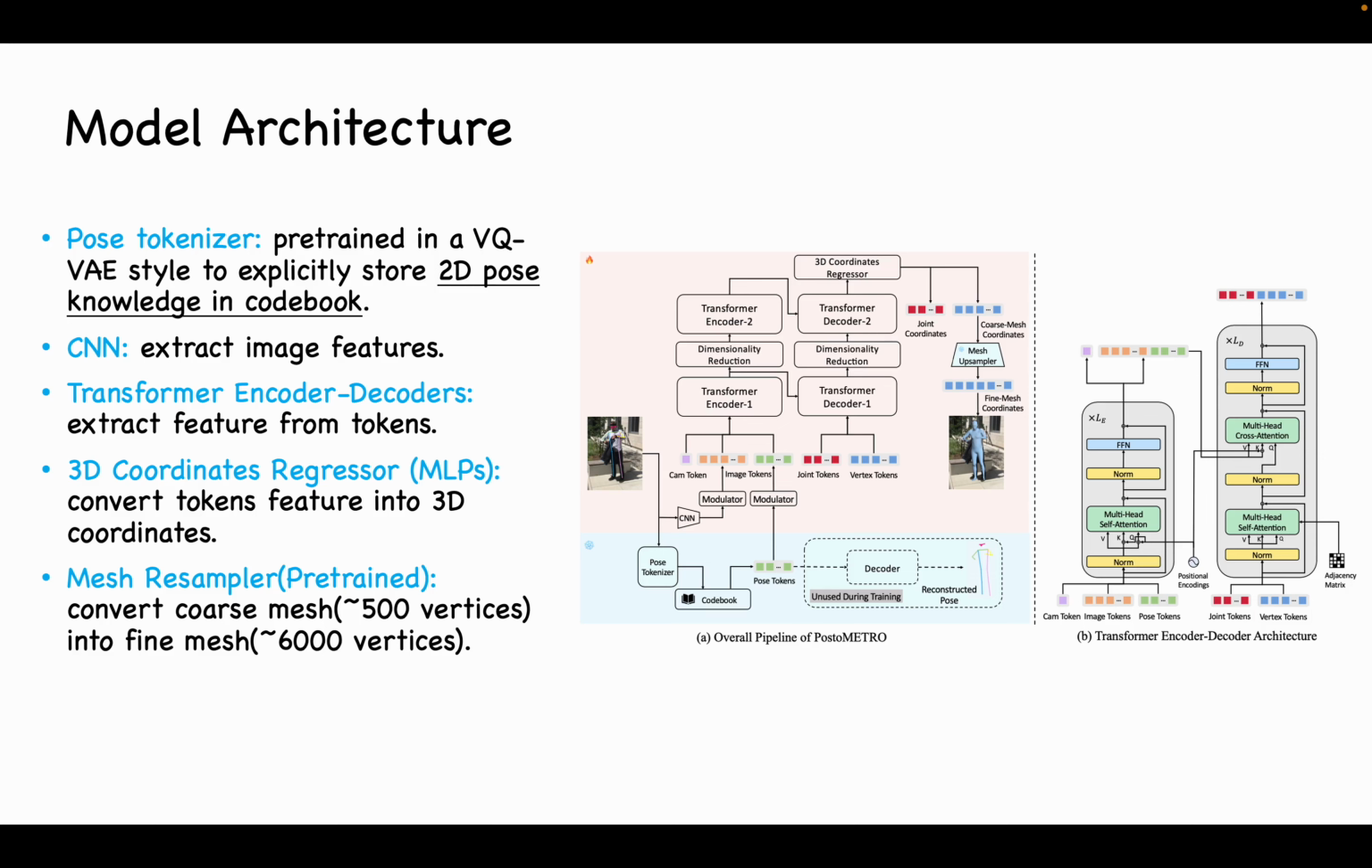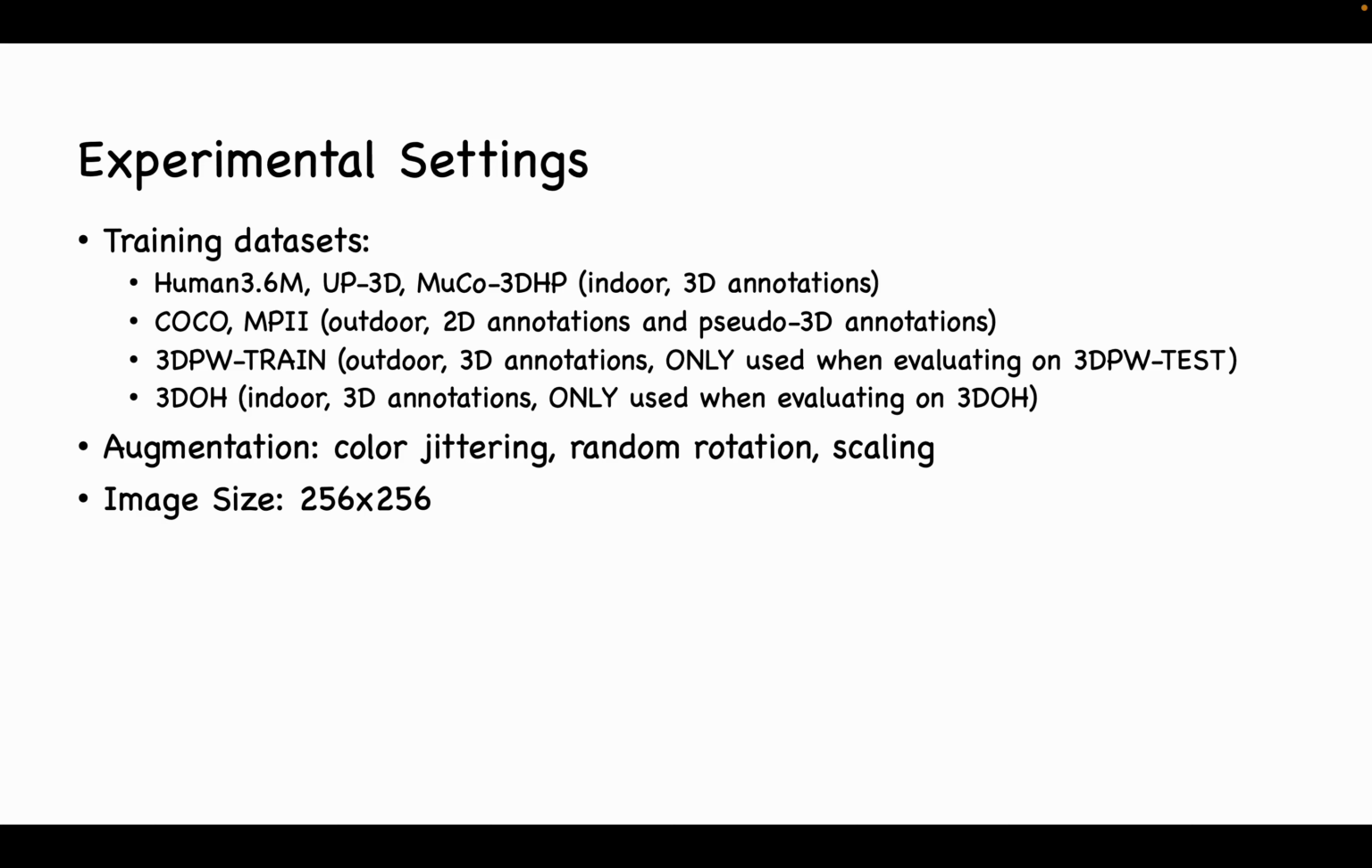Our transformer decoder takes joint tokens and vertex tokens as input, which are basically two sequences of learnable embeddings. After tokens are processed by transformers, a 3D coordinates regressor made by MLP converts token features into coarse 3D coordinates. The coarse 3D coordinates contain about 500 vertices, and a pre-trained mesh resampler then converts the obtained coarse 3D mesh coordinates into the final fine mesh, which is made up of about 6,000 vertices.